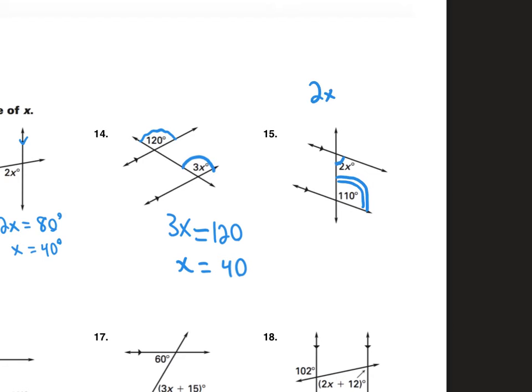So 2x plus 110 equals 180. And if we subtract 110 from both sides, we get 2x equals 70. And if we divide both sides by 2, we get x equals 35. So the angle measurement for the 2x is 70 degrees, but x itself is 35.